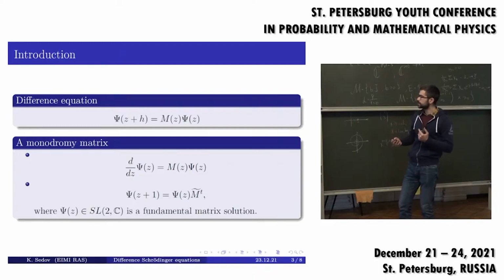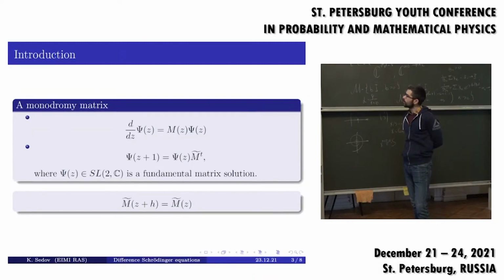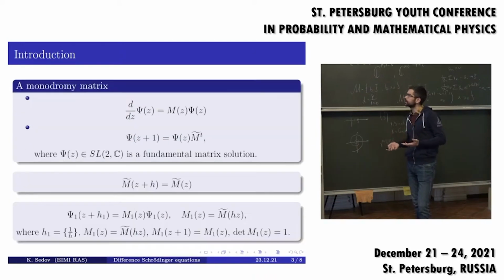In the case of difference Schrodinger equations, the monodromy matrix is still defined by this equation, but the solution space in the case of difference equations of that form is a two-dimensional module of the ring of H-periodic functions. And so the monodromy matrix turns out to be H-periodic. So when one tries to diagonalize the matrix, he encounters the difference equation of the following form. That is another monodromy equation with new parameters. So we've reduced the problem to the problem of the previous form.